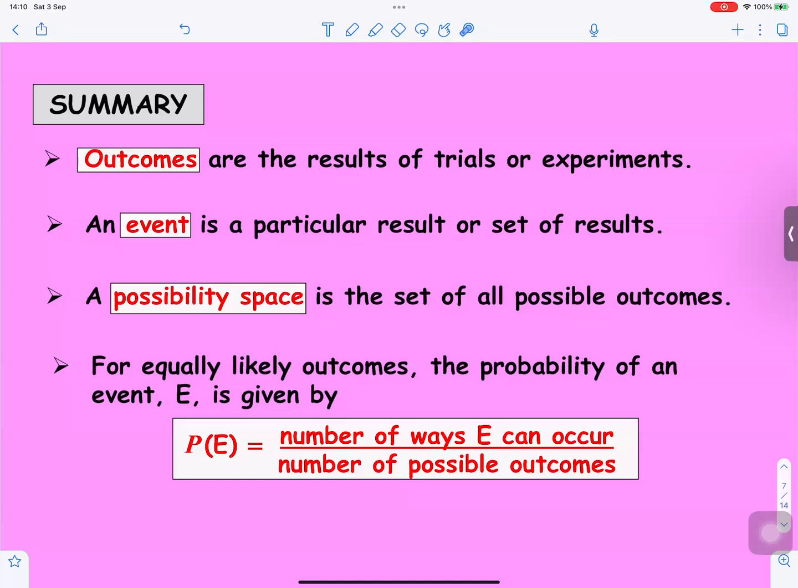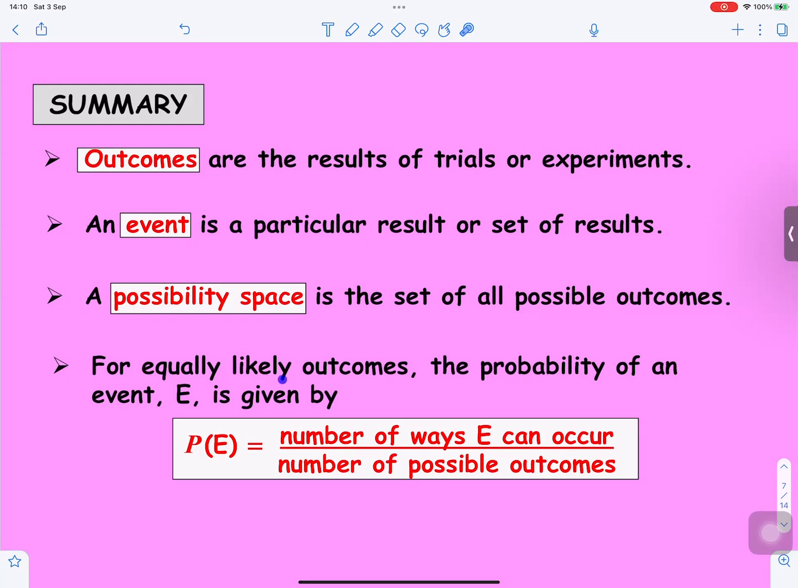So in summary, outcomes are the results of trials or experiments. An event is a particular result or a set of results, like getting an even number, like getting a 7. A possibility space is a set of all possible outcomes, everything that can likely happen.